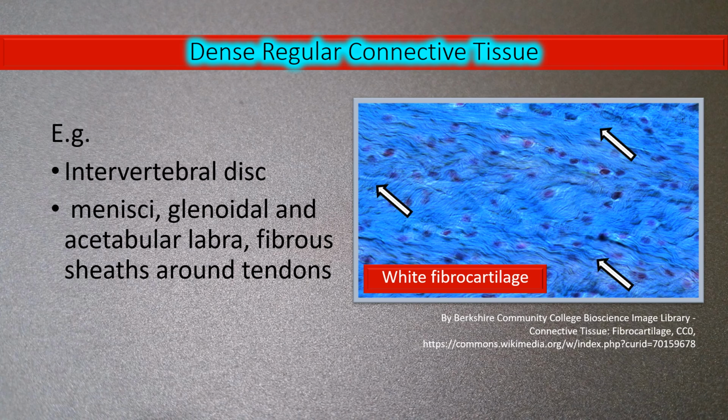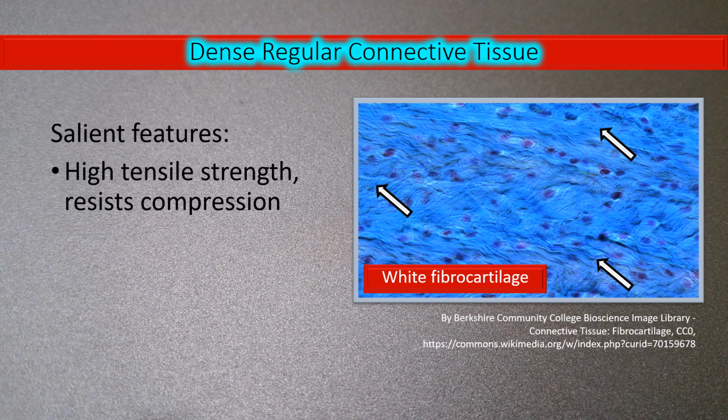The third variety is also equally important. A good example of dense regular connective tissue, that is white fibro cartilage. Here the best examples will be menisci, intervertebral discs, the glenoidal and the acetabular labra, and the fibrous sheaths around the tendons. High tensile strength, very good strength. It can resist compression forces. It's not just compression and recoil. Here it can withstand high compression forces.